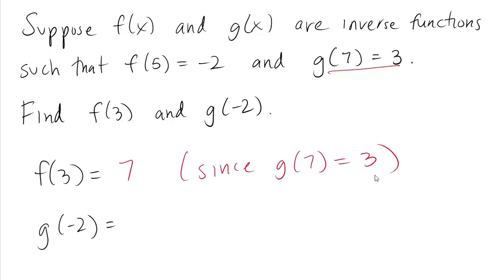If you weren't sure how to do the second one, try that one now. Right, it's the same logic. G of negative 2 must be equal to 5, and we know that because we were told that f of 5 was equal to negative 2. That's how inverse functions are related to one another. Their inputs and outputs flip-flop. It's like you're flip-flopping their domains and ranges. Or another way to explain it is in the graph, you're flip-flopping the x and y coordinates of every point.